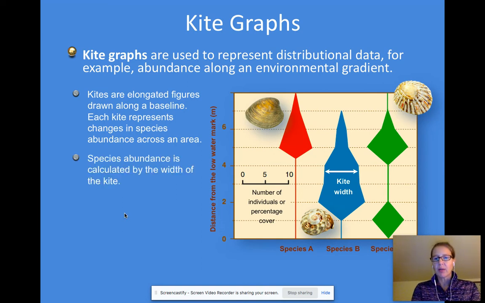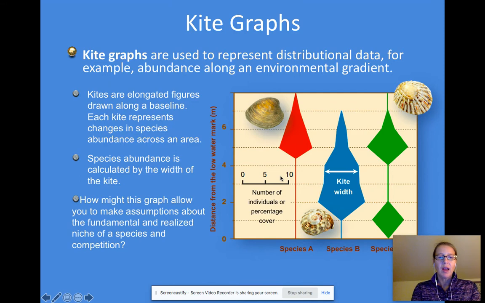And it's calculated by the width of the height, so you can see how many individuals there are. So there's 10 here. There's less than 10 here. You'd have to measure it. It looks like there's probably 7 or 8 at this point, and then even fewer, maybe 5 here, and fewer and fewer.